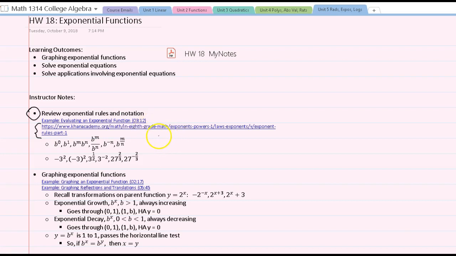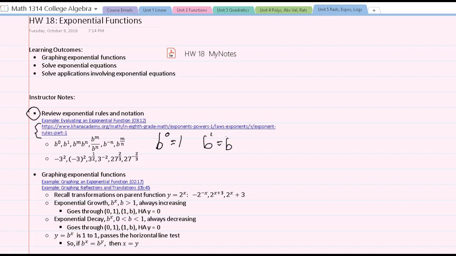One of them that I want to cover is b to the 0 power. That is equal to 1. So it doesn't matter what the value of b is. The exponential to the 0 power will equal 1. The other one is if we have b to the 1 power, the answer to that is going to be b.